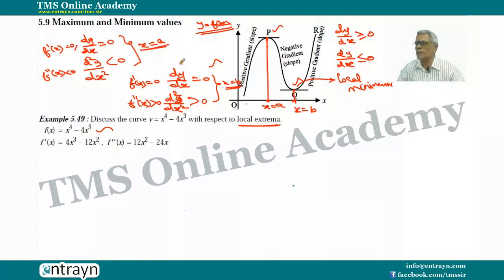For local maxima and local minima, dy by dx is 0. This is my local maxima, and this is my local minima. Both at local maximum and at local minimum, dy by dx is 0. So put f dash of x equal to 0.